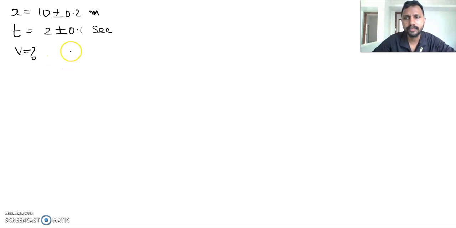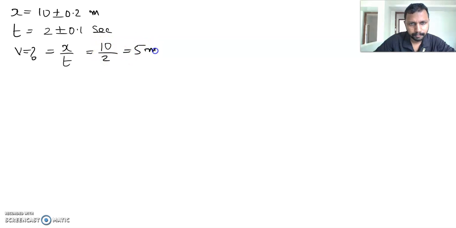By using our previous knowledge, we know velocity is displacement by time. The actual displacement is 10 and the actual time is 2. Therefore, it should be 10 by 2, that is 5 meter per second. But the velocity should also have a plus or minus term that we don't know. Therefore, I'm going to teach you a formula to use in situations like this. Let me teach you the general formula.